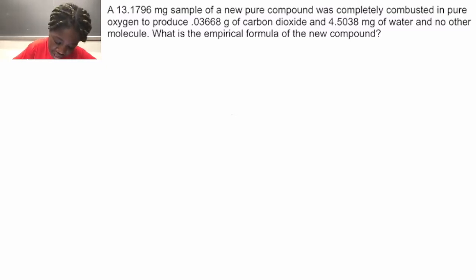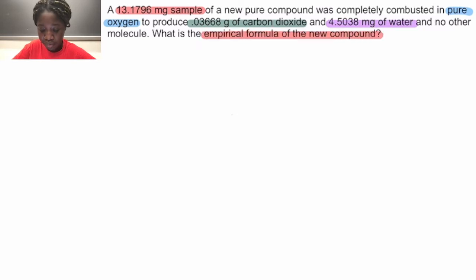So, we have that a 13.1796 milligram sample of a new pure compound is completely combusted in pure oxygen to produce 0.03668 grams of carbon dioxide and 4.5038 milligrams of water and no other compound. And the question is overall asking for the empirical formula of this new compound.